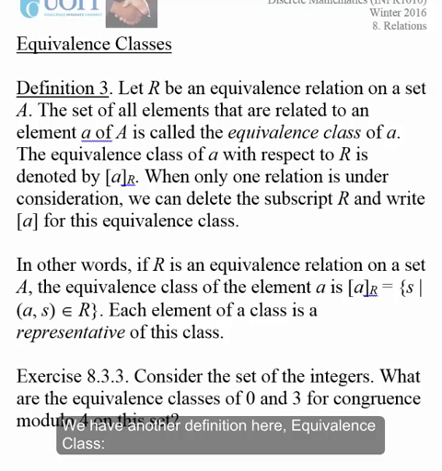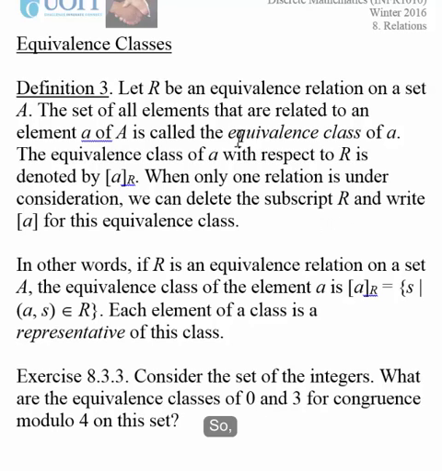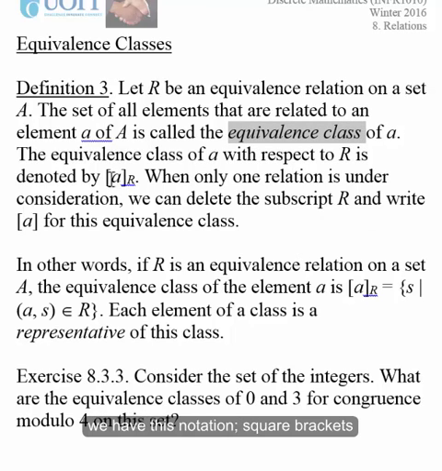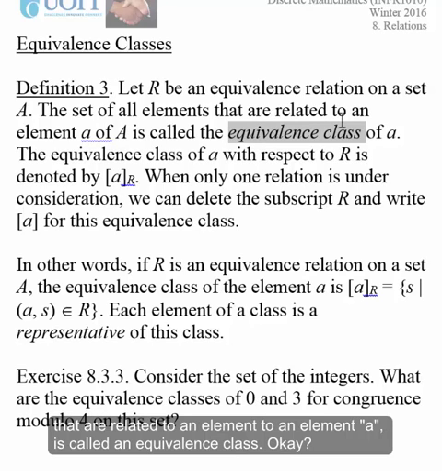We have another definition here. That's the equivalence class. So we have this notation, the square brackets, where a is an element of A, and the relation. The set of all elements that are related to an element a is called the equivalence class.